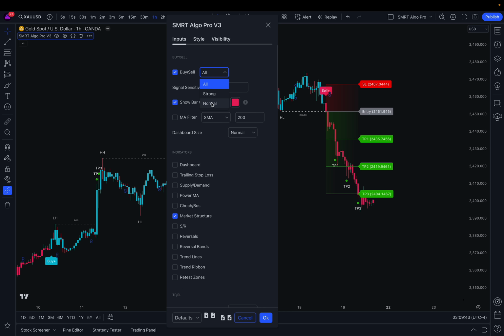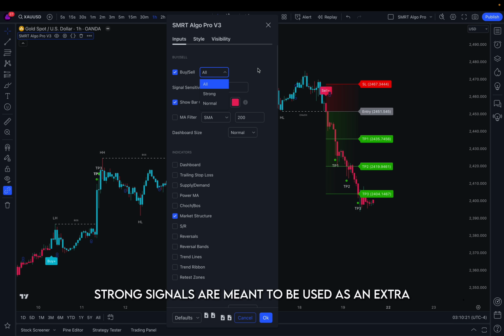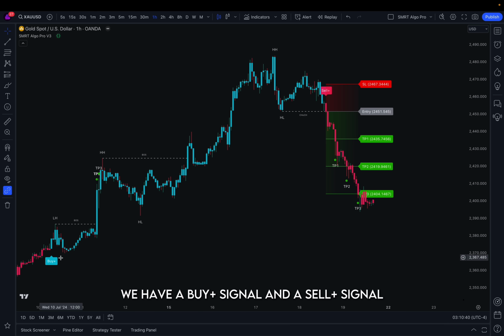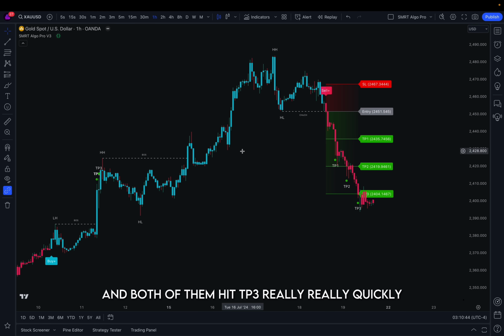Now, does this mean that all strong signals will lead to profit? No, not exactly. Strong signals are meant to be used as an extra confirmation. As you can see on the chart, we have two strong signals. We have a buy plus signal and a sell plus signal, and both of them hit TP3 really quickly.